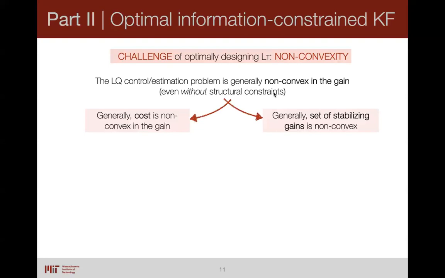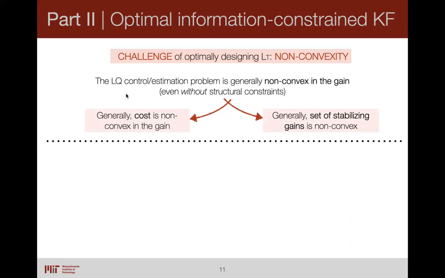So what happens is that in general, your cost function becomes non-convex, and the feasible set, the stabilizing set of gains, can become non-convex as well. And indeed, it can have an exponential number of connected components, which is a little bit nasty, especially if you are trying to solve this problem using things like gradient descent, where it would matter in which part of your feasible set you're initializing your algorithm.